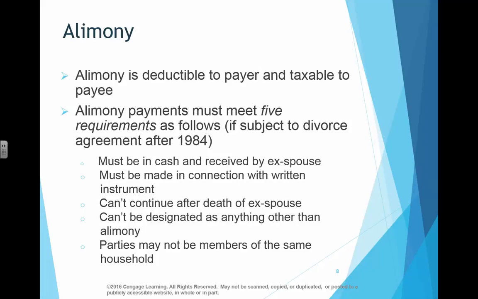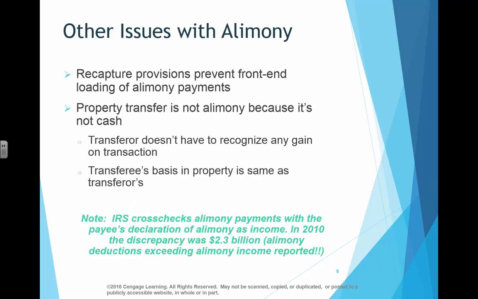It's got to meet these 5 requirements. It's got to be in cash. In other words, I can't be paying alimony in non-cash items like cars or motorcycles. It's got to be made in connection with the divorce decree. It can't continue after the death of the ex-spouse. It can't be designated as anything other than alimony, and you can't still be living together with one person writing it off and the other person taxing it, because that's income shifting, not allowed.